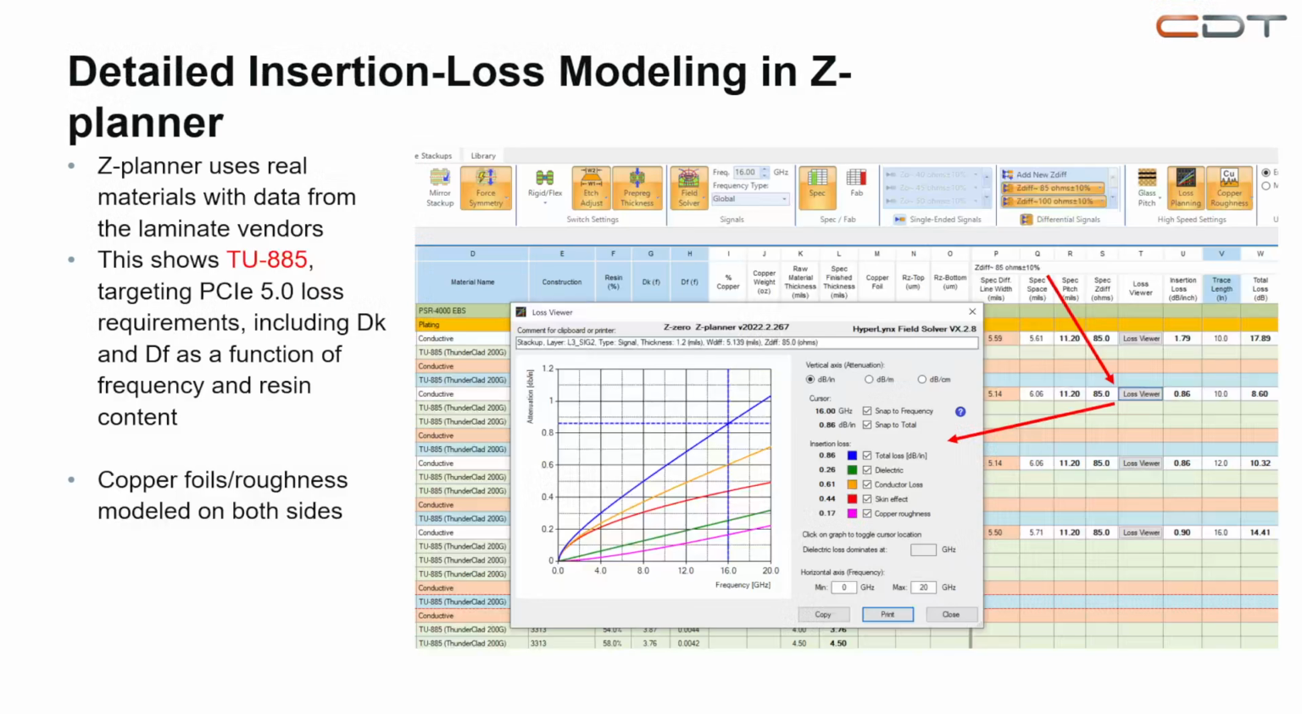Detailed insertion loss modeling in zPlanner. zPlanner uses real materials with data from the laminate vendors. For example, this screen shows TU885 targeting PCI Express 5.0 and includes Dk and Df as a function of frequency and resin content. Copper foil roughness is modeled on both sides.